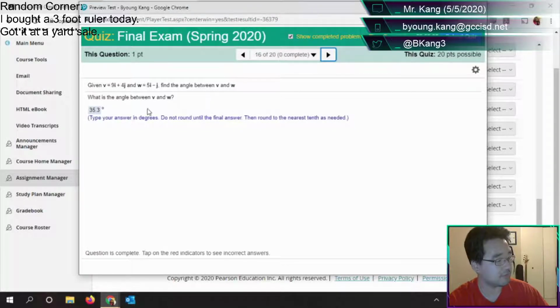16, find the angle between them. This is that formula, this is a dot product formula. V dot W equals magnitude of V times magnitude of W times cosine theta. You have everything except theta, so you just plug everything in and divide it over.